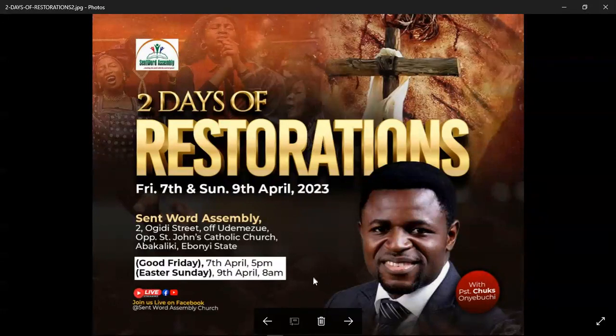You also see another image here, the image of people that are worshiping. You can see these different images. So all these things came together to form the art of this flyer.